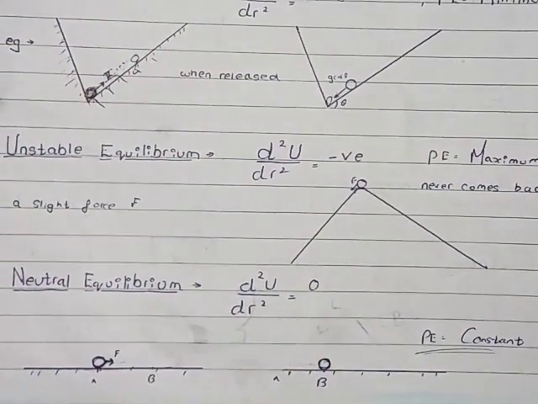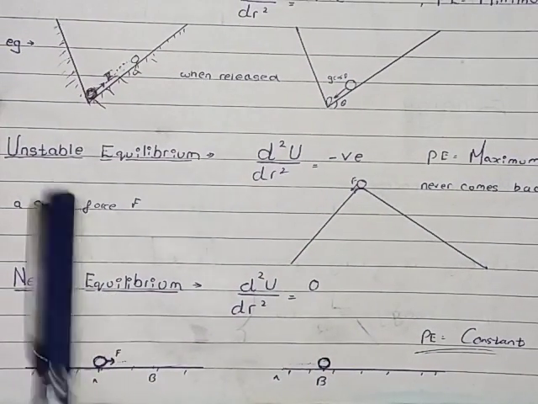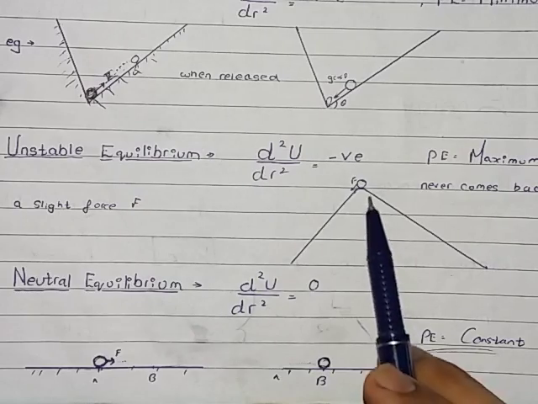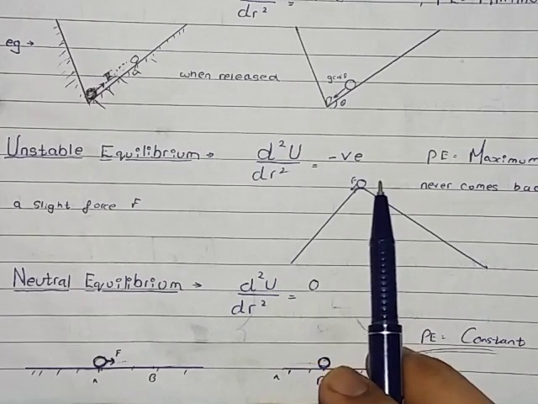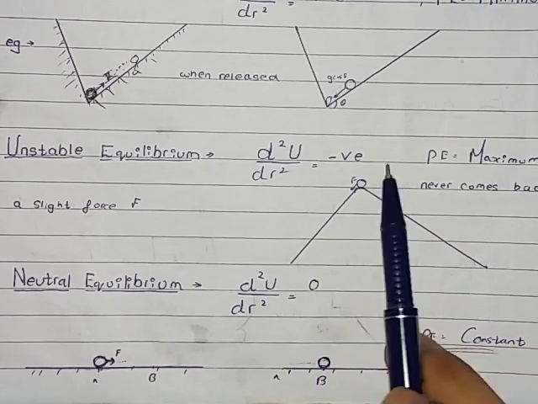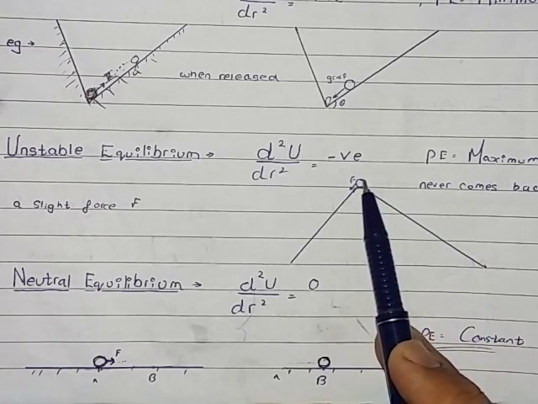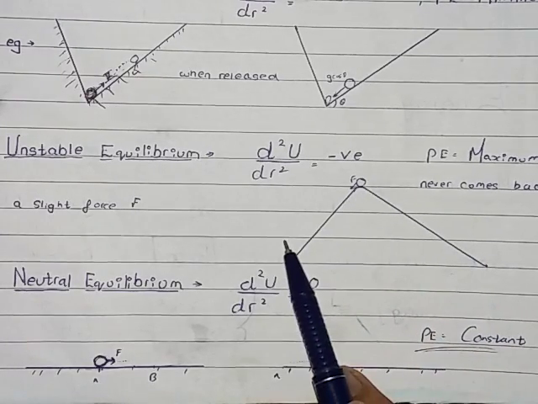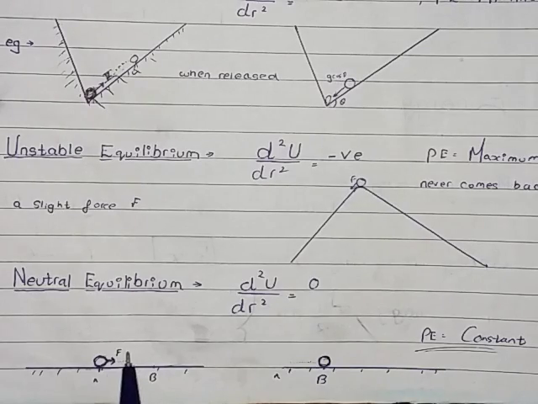Now you must have a question: what is the difference between neutral and unstable equilibrium? The main difference between them is potential energy. Here potential energy is maximum, that is, going from an upper height to a lower height, and here potential energy is constant as the height is constant.